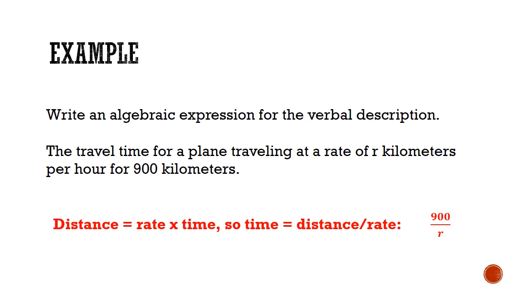Again, it's a distance problem. Distance equals rate times time, but this time we actually want time to be on the left side of the equal sign, so we solve for time, and we get that time is distance over rate. The distance is 900, and the rate is r.